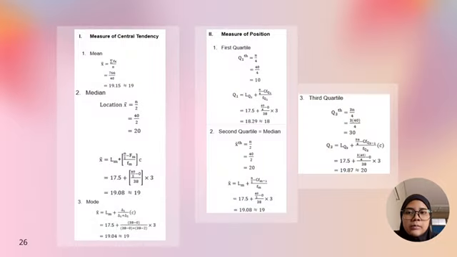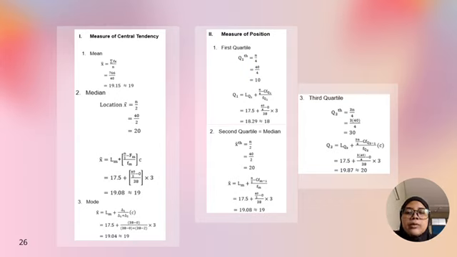Okay, now I will explain about measures of central tendency, which are mean, median, and mode. First, mean. To find the mean, we use the formula mean equals Σfx divide n. So the final answer that we got is 19.